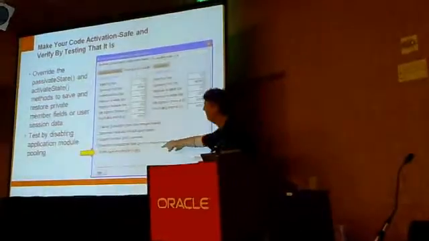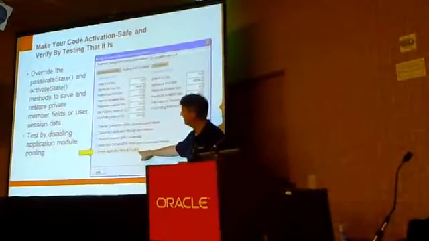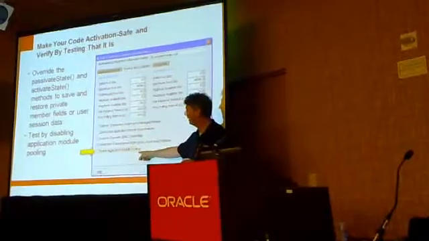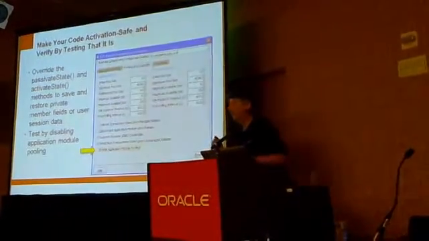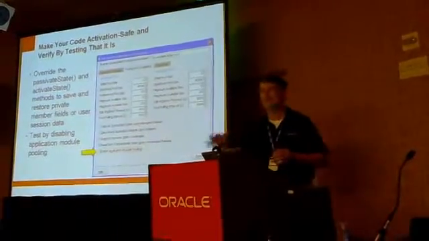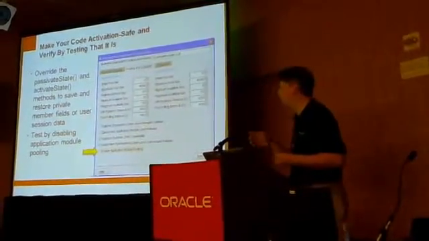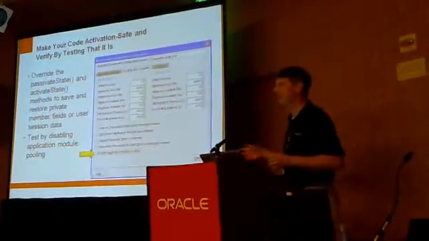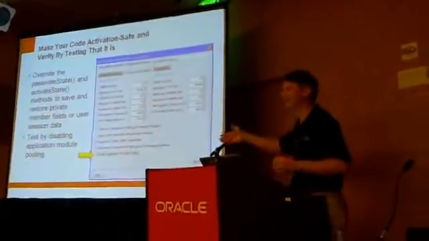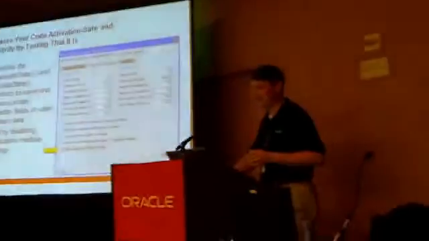By turning off this property in your app module pooling, by disabling this checkbox, enable app module pooling, when it's off, activation and passivation will happen on every single request. It's like a total stress test of your app, and you'll immediately find the problem because your code will hit a null pointer in like the first click, or whatever your code might be depending on.